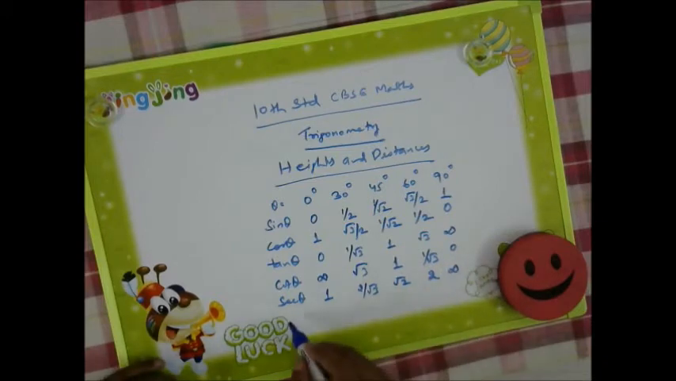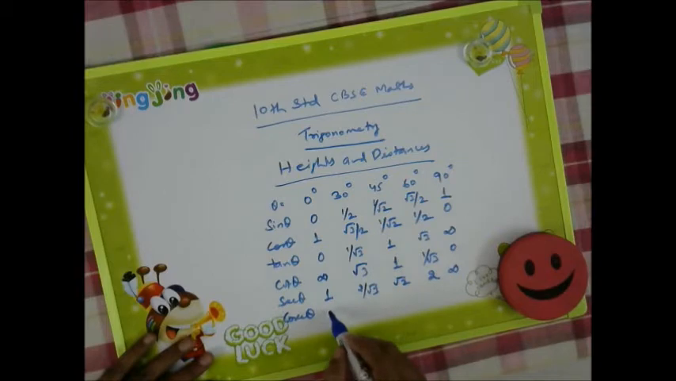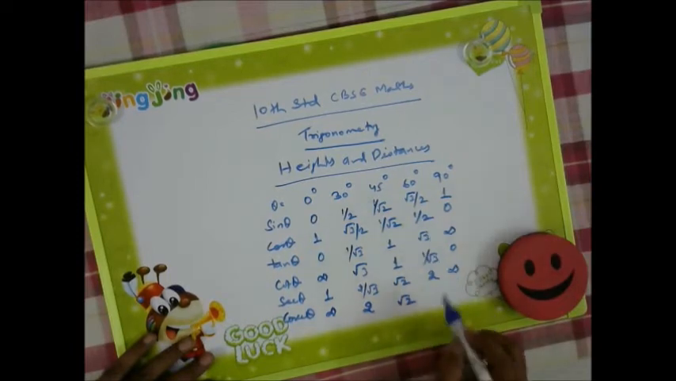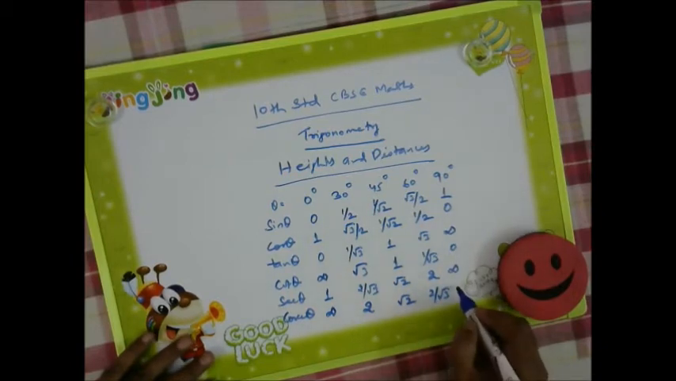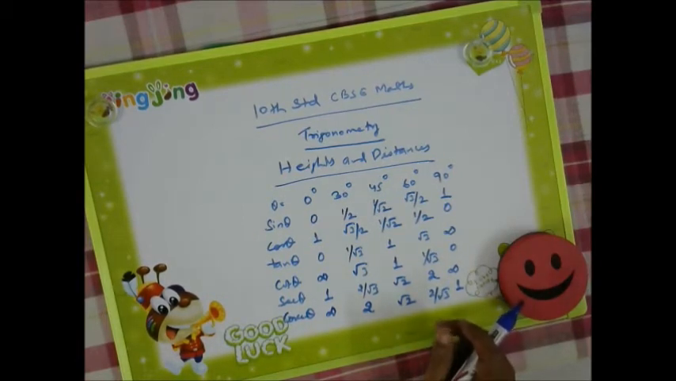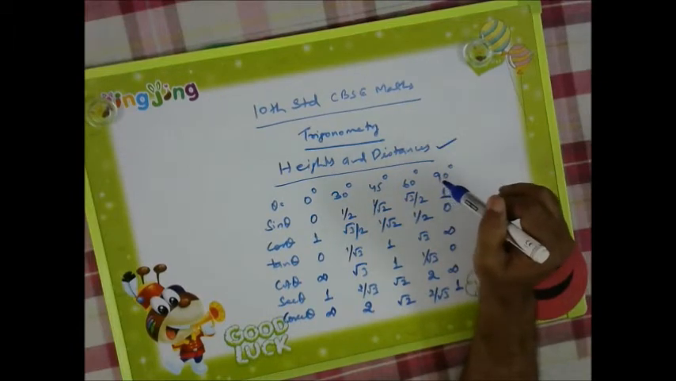Then cosecant theta, that is 1 by sin theta. Cosecant 0 is 1 by 0, so it is infinity. Then cosecant 30 degree is 2, cosecant 45 degree is root 2, cosecant 60 degree is 2 by root 3, and cosecant 90 degree is 1. These are the values we are going to utilize in our calculations while solving questions related to heights and distances.